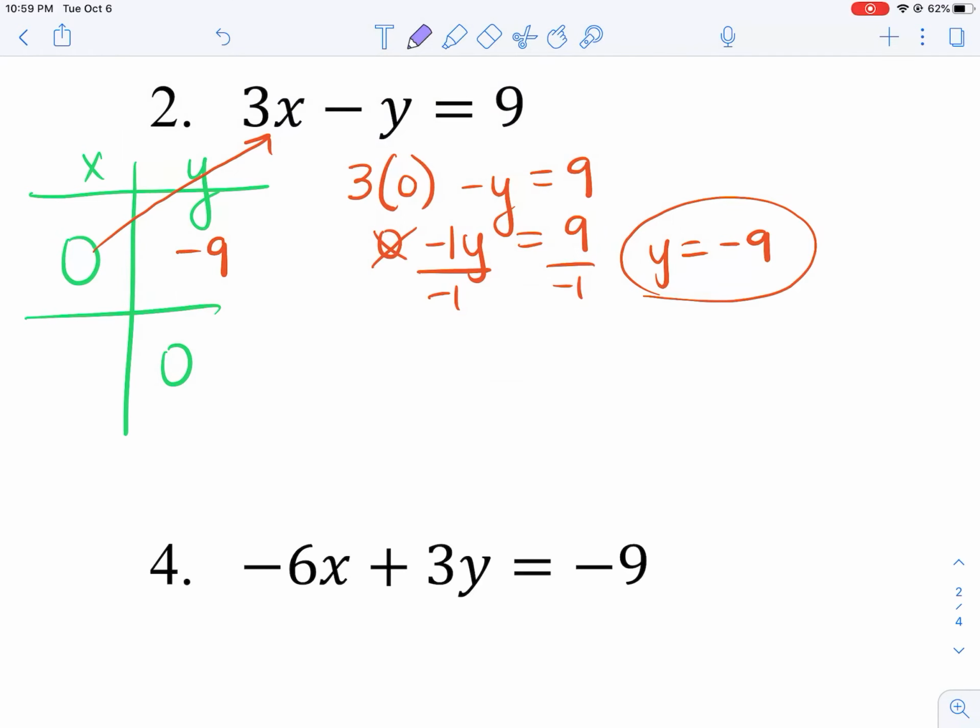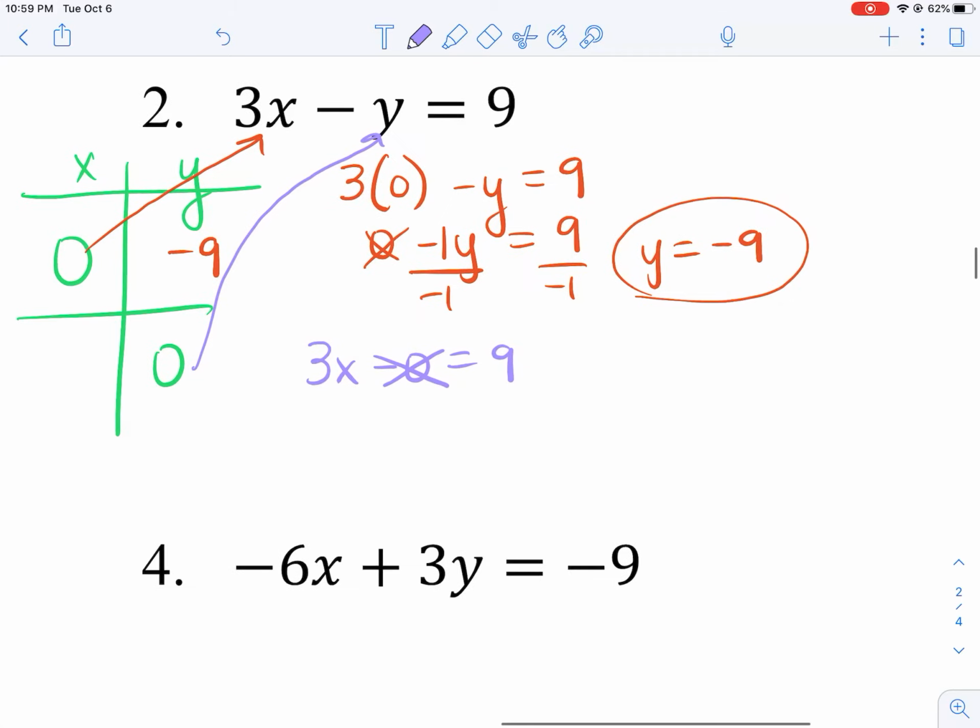I'm going to do this again, but now plugging in 0 for y. So it's 3x minus 0 equals 9. This minus 0, it does not matter. It's not going to change anything. So then I'm going to divide by 3 and get x equals 3. So my x-intercept is 3.